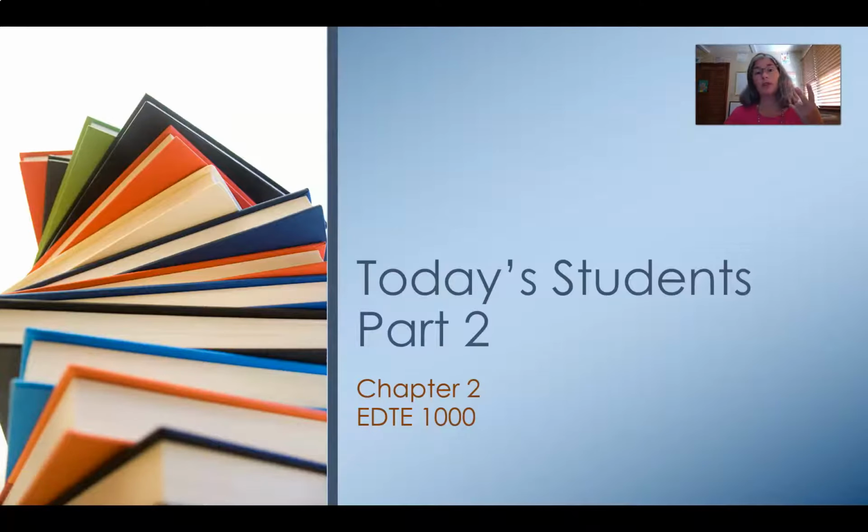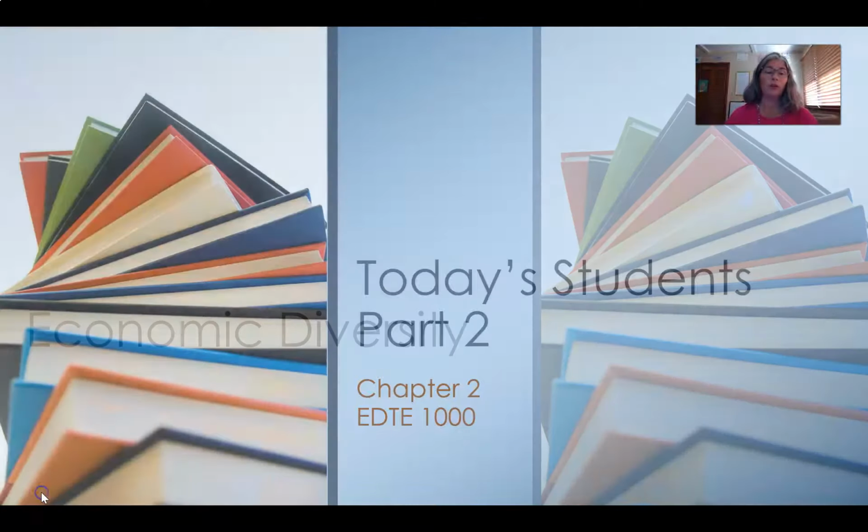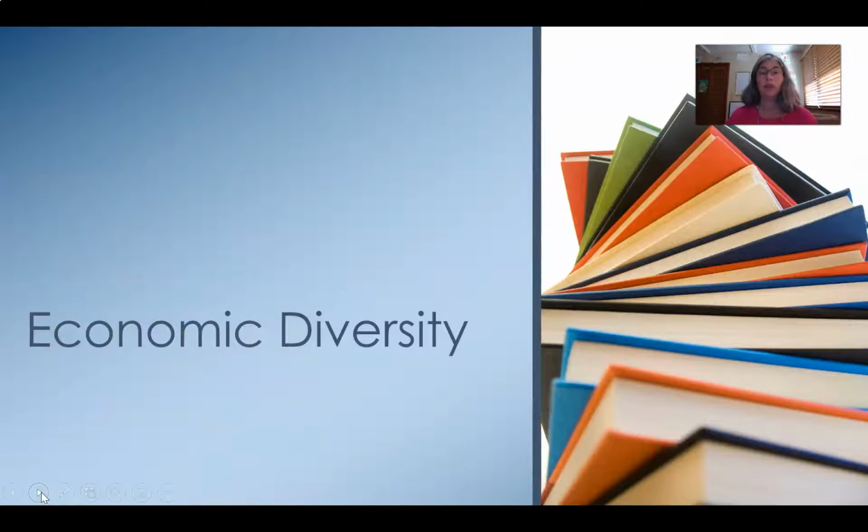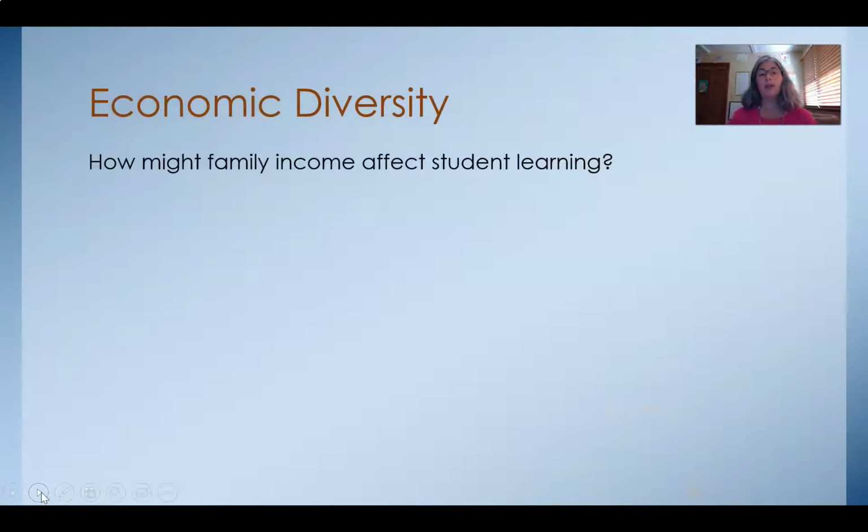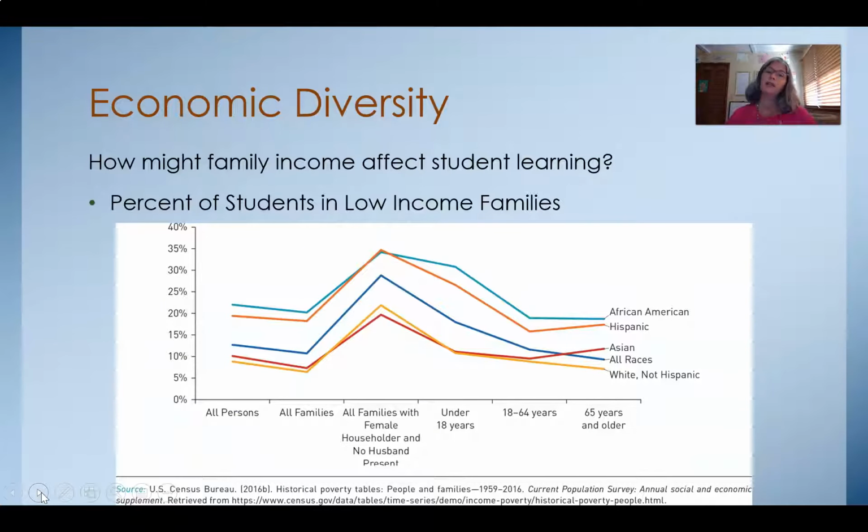Welcome back. We're still looking at Chapter 2, but now it is Part 2. We're going to be continuing to look at who our students are, and we're going to begin focusing on economic diversity. By economic diversity, I mean students who come from low-income families. So before we start to take a look at how low income might impact student learning, let's take a look at about how many families we are talking about.